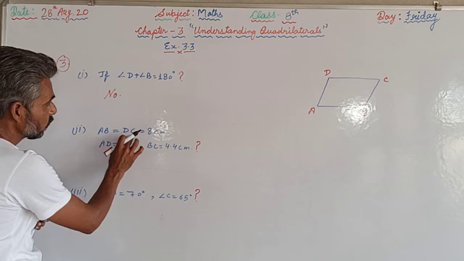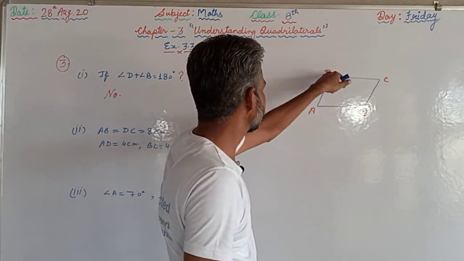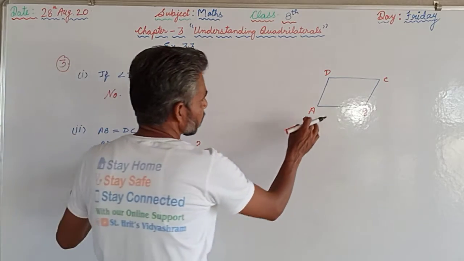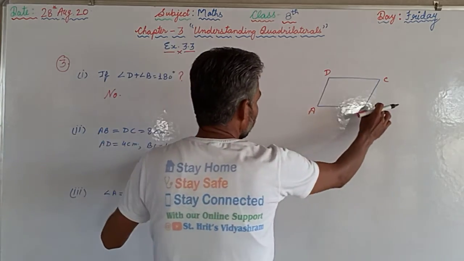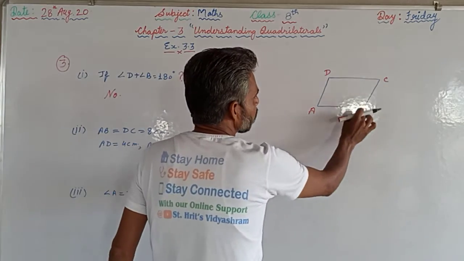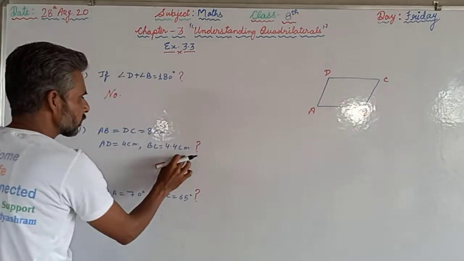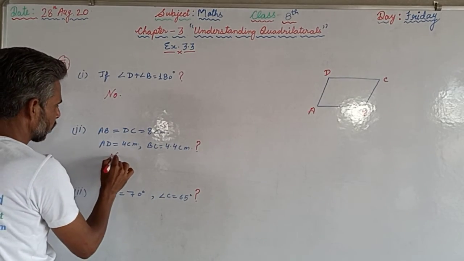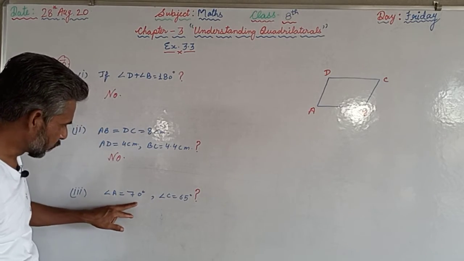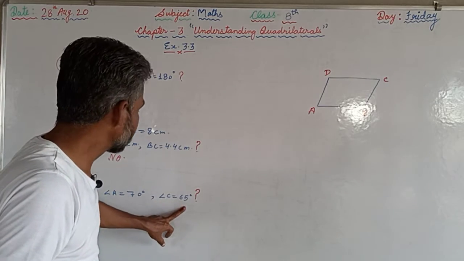AB is equal to CD, 8 centimeter. Then AD is equal to 4 and BC is 4.4. For a parallelogram, AB should be equal to CD and AD should be equal to BC. That is not there, so no. Third one, angle A is equal to 70 degrees, angle C is equal to 65 degrees.